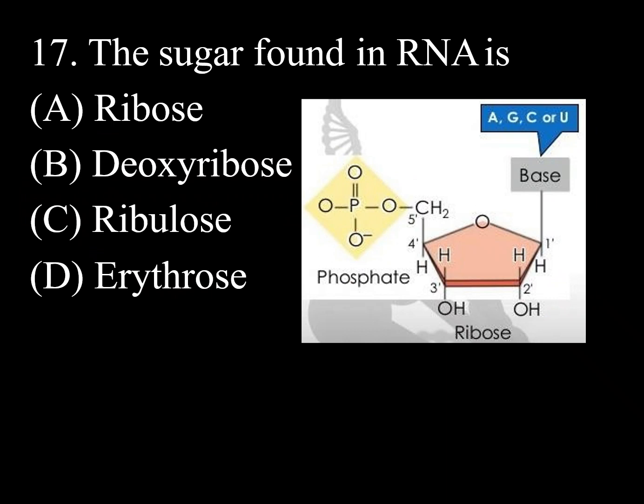Question number 17. The sugar found in RNA is: A. Ribose, B. Deoxyribose, C. Ribulose, D. Erythrose. The right option is ribose. In case of RNA, if you see here in this diagram, at carbon number 2, at second prime, OH is present, while in DNA only hydrogen was present. That's why that was known as deoxyribose. But in case of ribose, at the 2 prime, OH is present, so the ribose sugar is present in case of RNA. So that's why you can see here ribose. RNA, R stands for ribose.